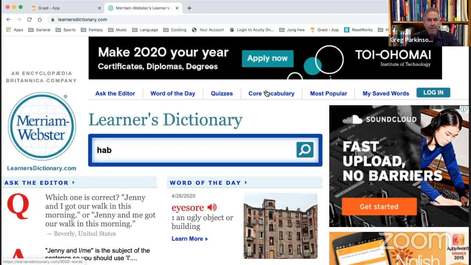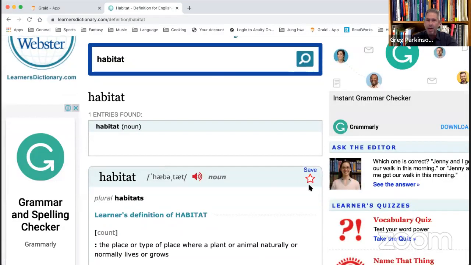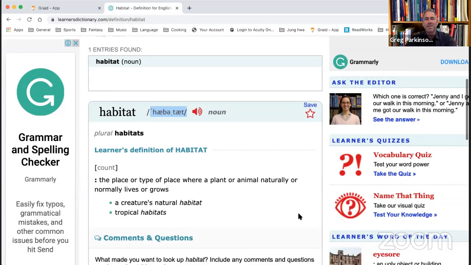Now, if you weren't sure what a habitat is, for example, I type that in. And the reason I recommend this dictionary, it does use American spelling, but you're going to get given the International Phonetic Alphabet pronunciation. And if you really want, you can listen to the pronunciation, but the definitions are really simplified, right? So a habitat: the place or type of place where a plant or animal naturally or normally lives or grows. And it will give you some example phrases. So absolutely a great dictionary for anyone who's learning.